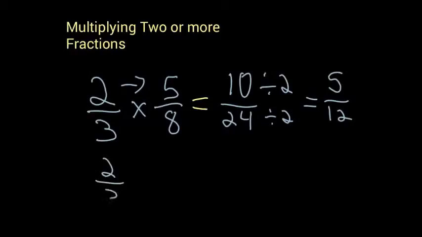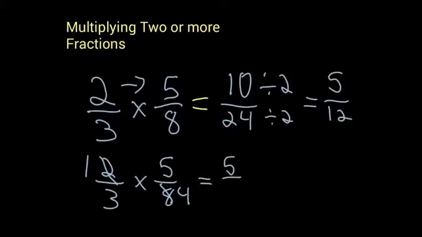And like most things, there's more than one way to do this. The other way to do this is to simplify before you multiply. So I can't reduce 2/3, I can't reduce 5/8, but I can look crossways and reduce. I can reduce the 2 and the 8. So 2 divided by 2 is 1, 8 divided by 2 is 4, and then I can multiply. 1 times 5 is 5, 3 times 4 is 12.